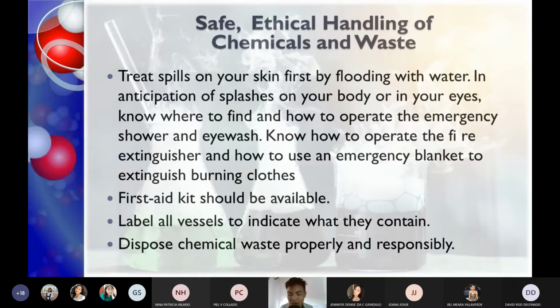So, yan. You have to dispose your chemicals responsibly because hindi nga siya naka-harm sa inyo, naka-harm naman siya sa ibang tao. And that's bad, no? Very, very bad. Okay? Nangyari to sa United States.